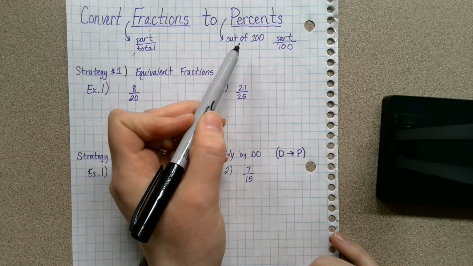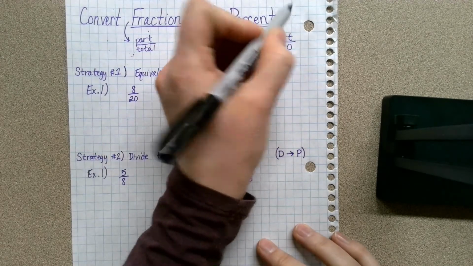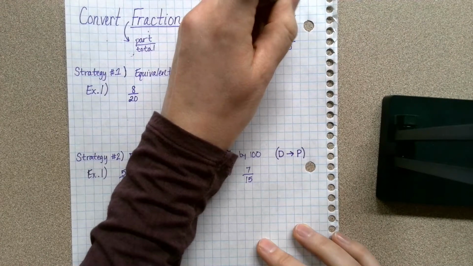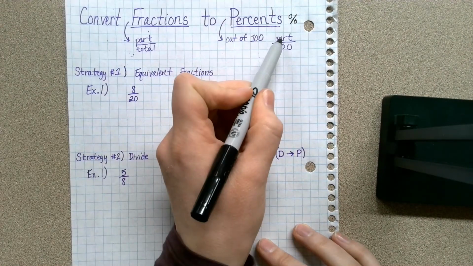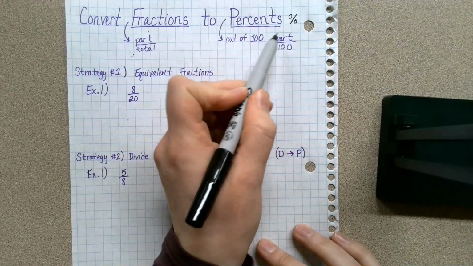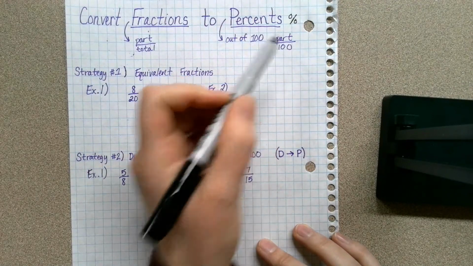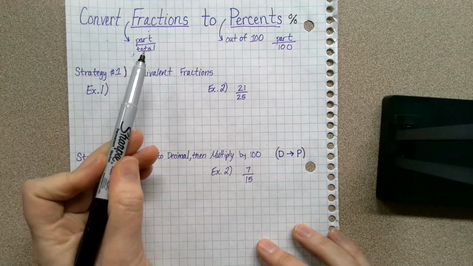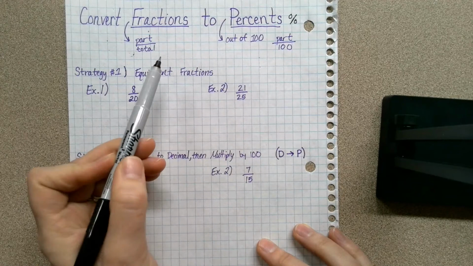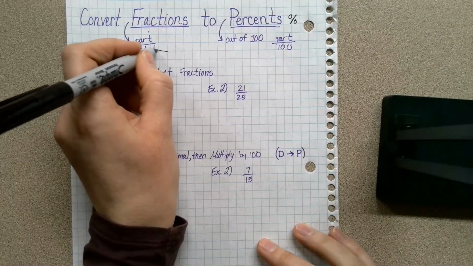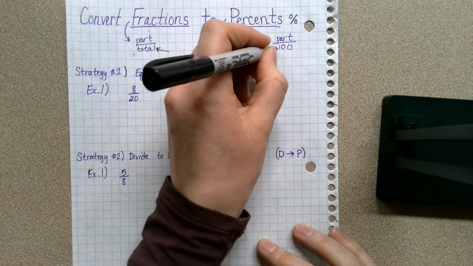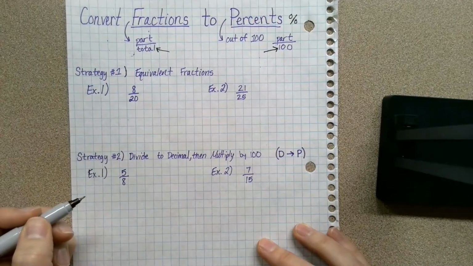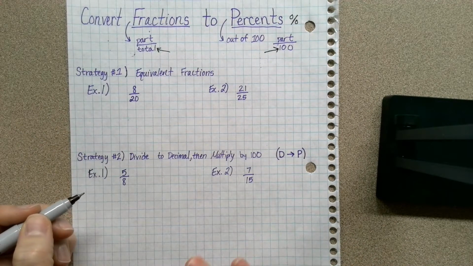So the percent number given when we see the symbol for percent, that number always goes on top as the part, and it's out of 100. So when we're converting from fractions to percents, we just want to make sure that we get a denominator of 100, and then that numerator value is our percent.